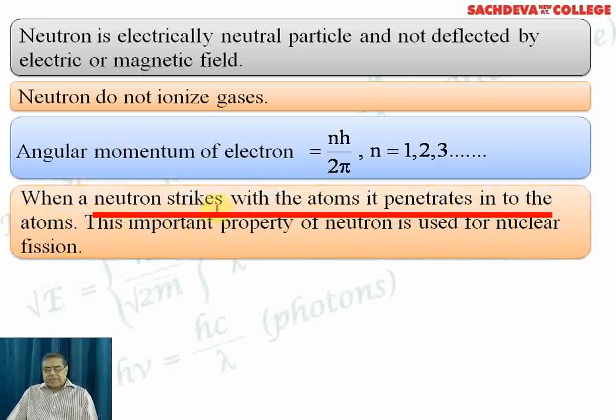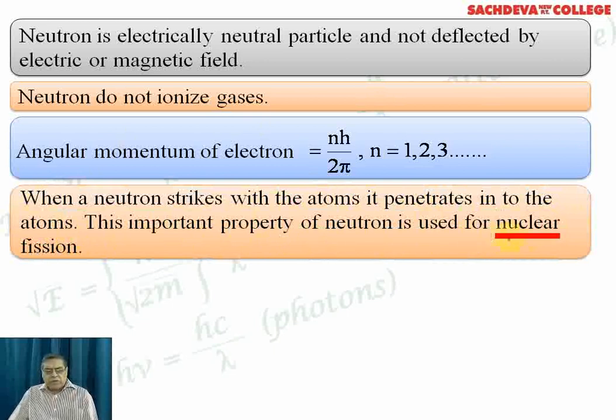When neutron strikes the atom, it penetrates into the atom. This important property of neutron is used for nuclear fission or sometimes nuclear disintegration. Nuclear fission is a special nuclear disintegration that is carried out from heavy nucleus of 92 uranium-235 bombarded with slow neutrons. We will discuss it in the concept of fission.